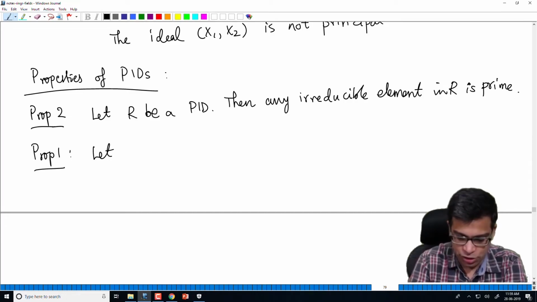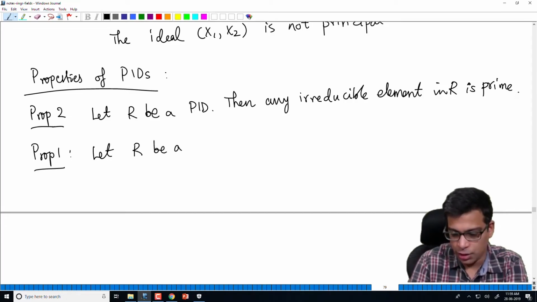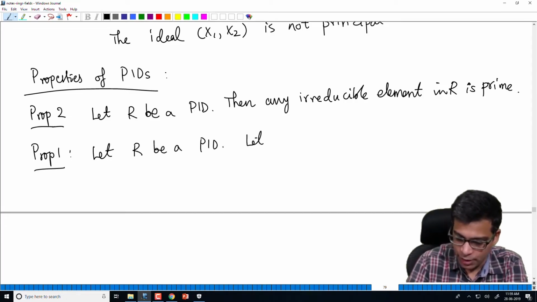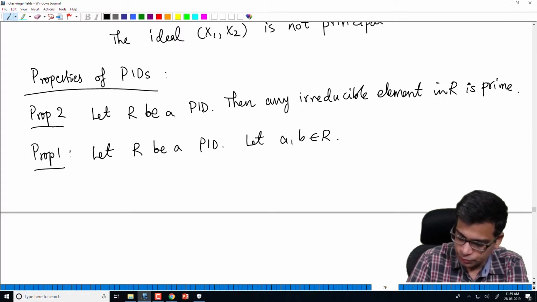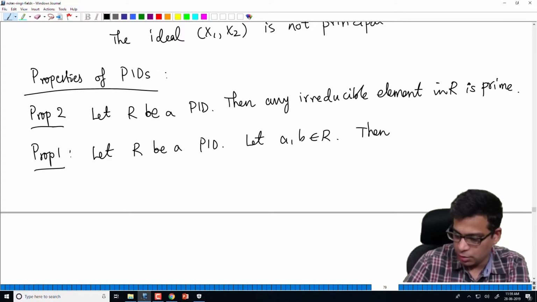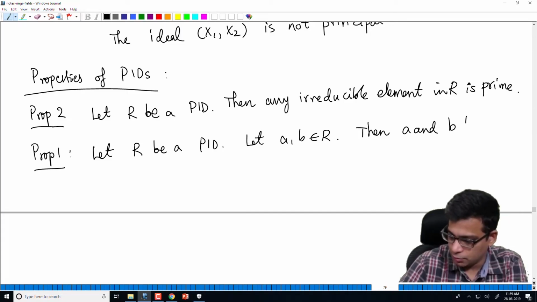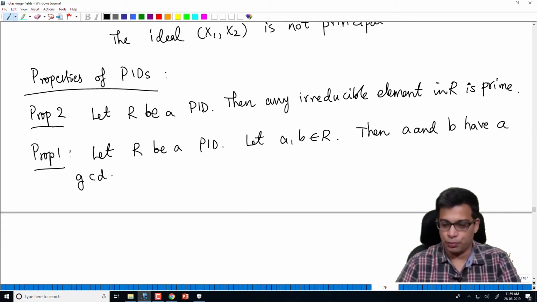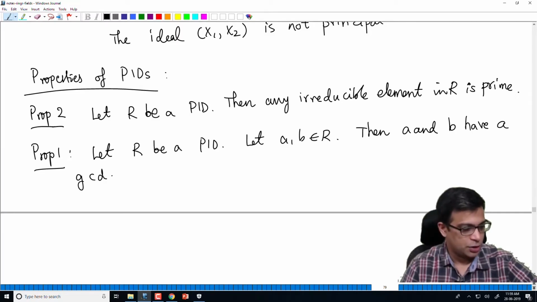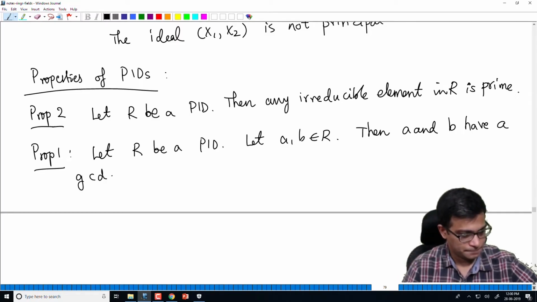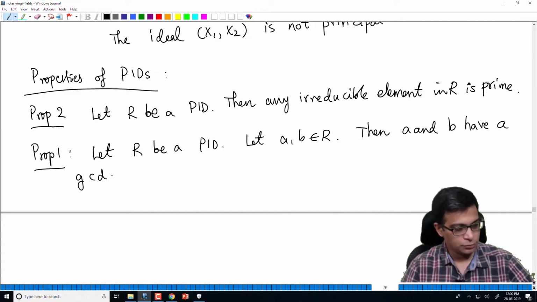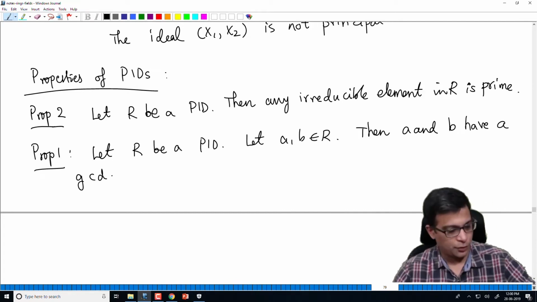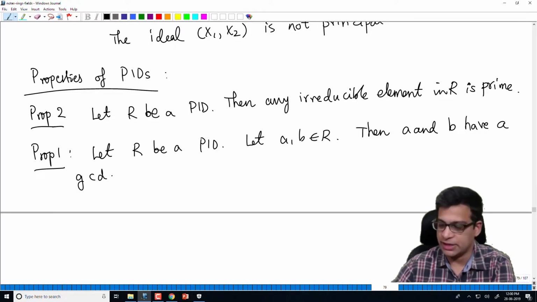Okay, so what is proposition 1? Let R be a PID, and let us take two elements a and b, then a and b have a GCD. Okay, so I am going to use this to prove the second proposition. I want to say that if you have two elements, then a GCD always exists.